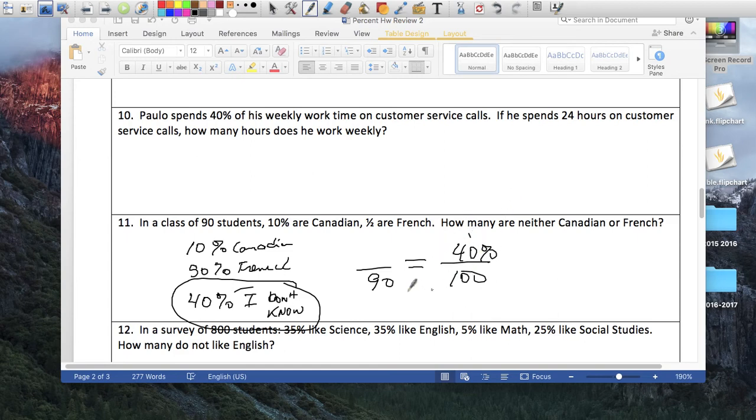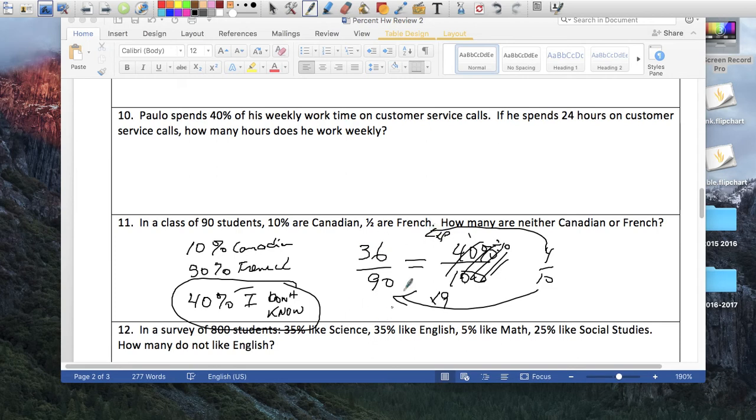Is there a relationship between these two? No, but can I make it so? Yes, I'm going to divide this by 10. I'm going to get 4. I divide this by 10. I'm going to get 10. Cross this out because I'm not going to use it. 10 to 90 times 9. And then on top it's going to be times 9. 4 times 9 is 36.